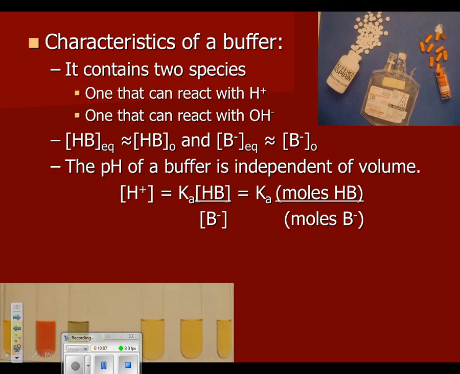And this is how you set it up. The bottom number here, the moles of B minus, that's my salt. It's usually a sodium or a potassium that I add in there so I can get the base. The top is hydrogen, which means it's the acid. And in order to find my hydrogen concentration, so I can find pH, I'm going to take the Ka of that acid, times the moles of acid that I have, divided by the moles of base.